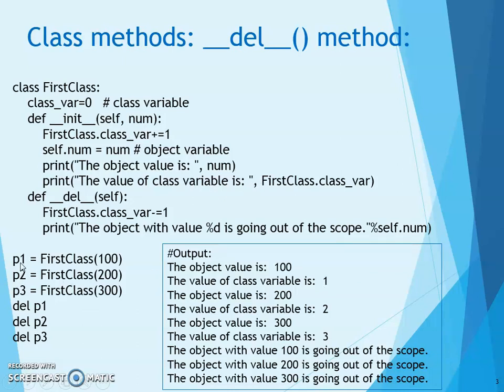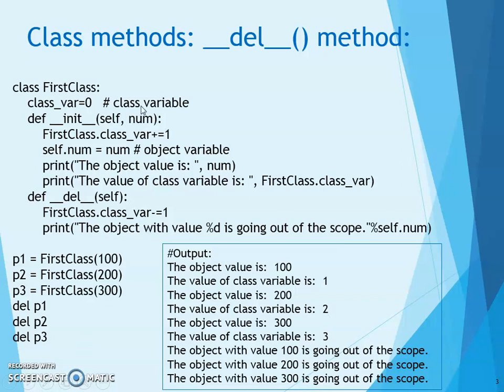Once this is done, again we are creating a new object, that is p2, and we are passing the value 200. Again it will be initialized. While initializing, the previous value is again incremented by 1. As this variable is a class variable, it will be reflected in other objects also. In the previous object creation, the value was 1. So now once again we are incrementing it, so it will become 2 now. The value that we have passed here is 200, so it is assigned to self.num. The value of the object variable we are printing will be 200, and the class variable value printed here will be 2.